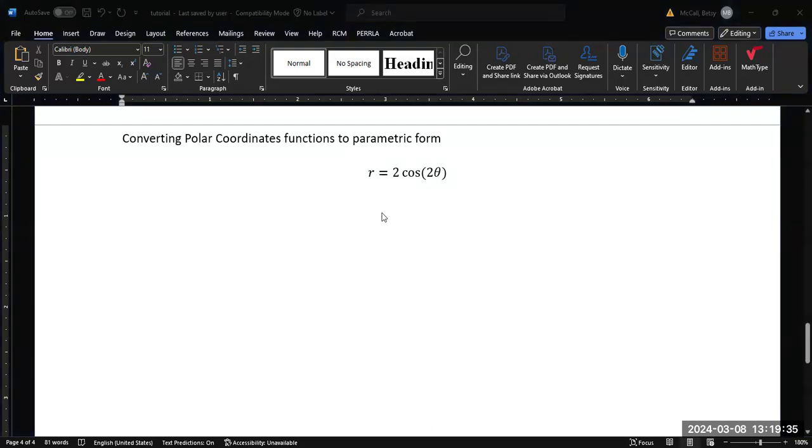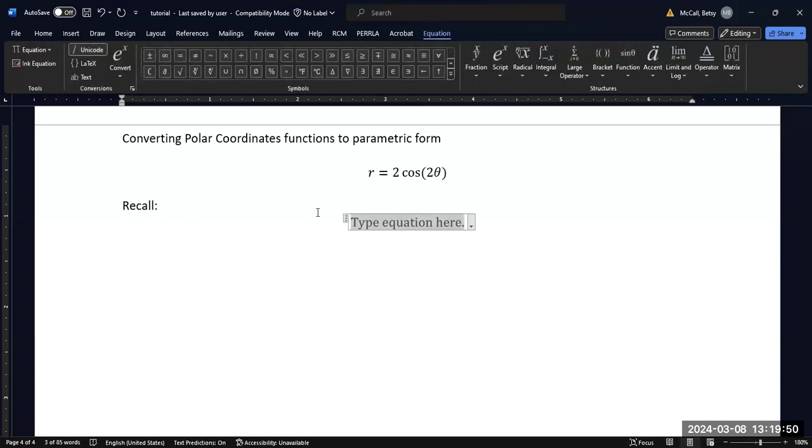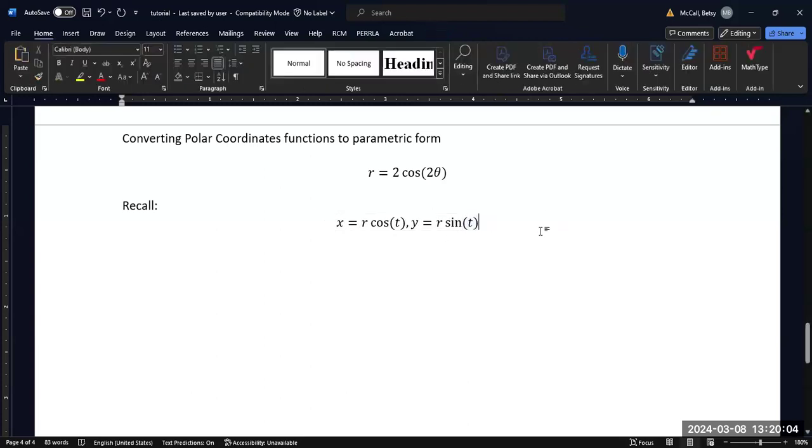We're going to need that parametric form in order to come up with the derivative for dy dx in polar form. So the thing to remember about parametric forms of equations is that we have this general relationship that x is equal to r cosine t, and y is equal to r sine t. Now, in this relationship, we're normally using this for a circle where the r value is a constant. So in polar form, a circle is just like r equals 3.